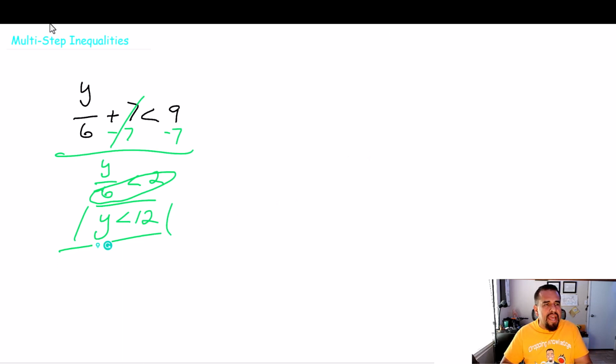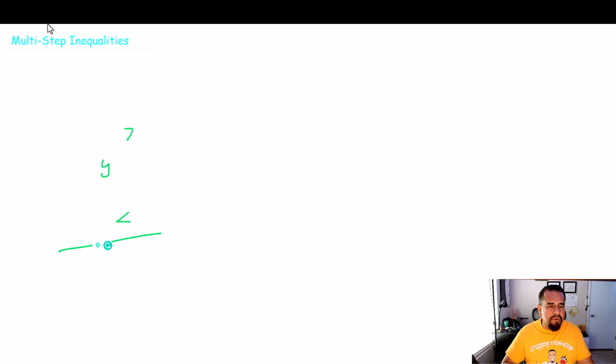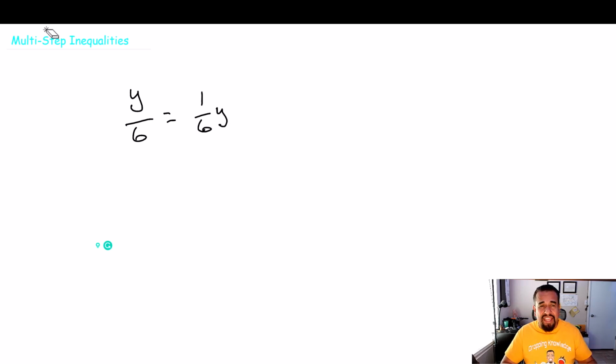Let's take a look at something a little different. Oh, by the way, one thing I wanted to bring up: you saw how I had the fraction y over 6. I want you to understand that this means the same thing as 1 over 6 times y. It's the same exact thing, and people get kind of thrown off when they don't see a number up here. So just wanted to point that out.